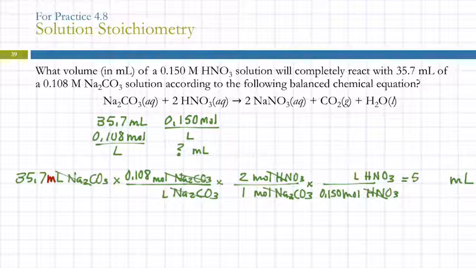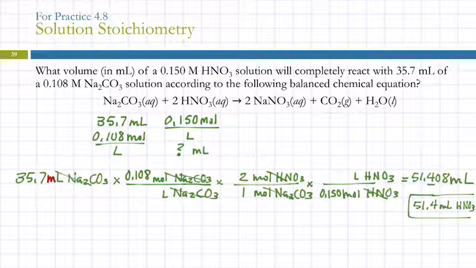So my calculator is showing me 51.408 milliliters. How many sig figs should that have? 3. So 51.4 milliliters of nitric acid. Any questions? If doing it that way didn't make sense to you, please come talk to me during lab and I can show you other ways to do it.